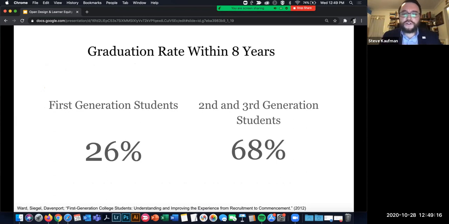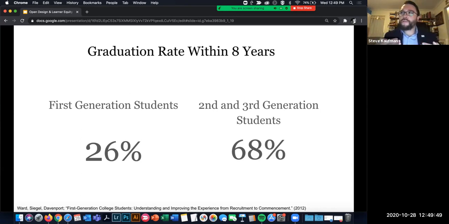Okay, and here's another also surprising statistic. It was a study on first generation college students. So this is graduation rate within 8 years. And I've seen this in multiple presentations throughout QM Connect, whereas first generation students have a 26% graduation rate within 8 years. You're already facing this challenge of you not having a support network behind you that can pass down that book to you or being able to give you advice about how to navigate this thing called college. Second and third generation students have a much higher graduation rate within 8 years, almost 70%.